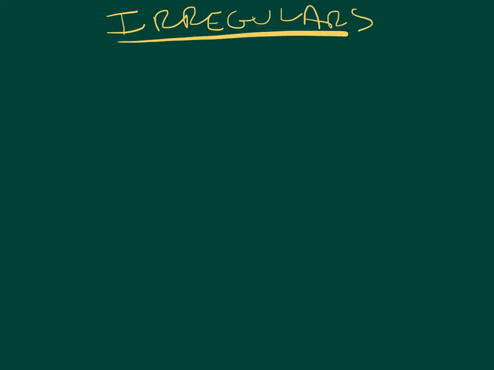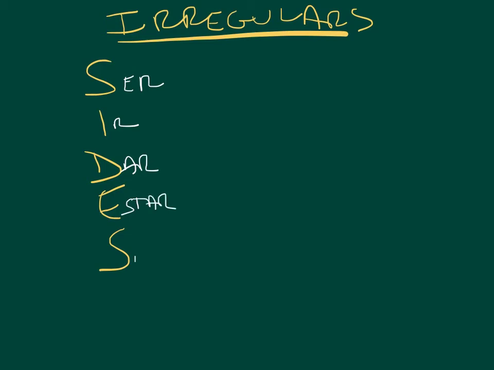And because you know that of course there will be irregulars for the usted and ustedes commands, the great part is it's the exact same ones as the no tú commands, which were sides. Remember sides? Ser, ir, estar, and saber. Exactly the same as the negative tú commands.